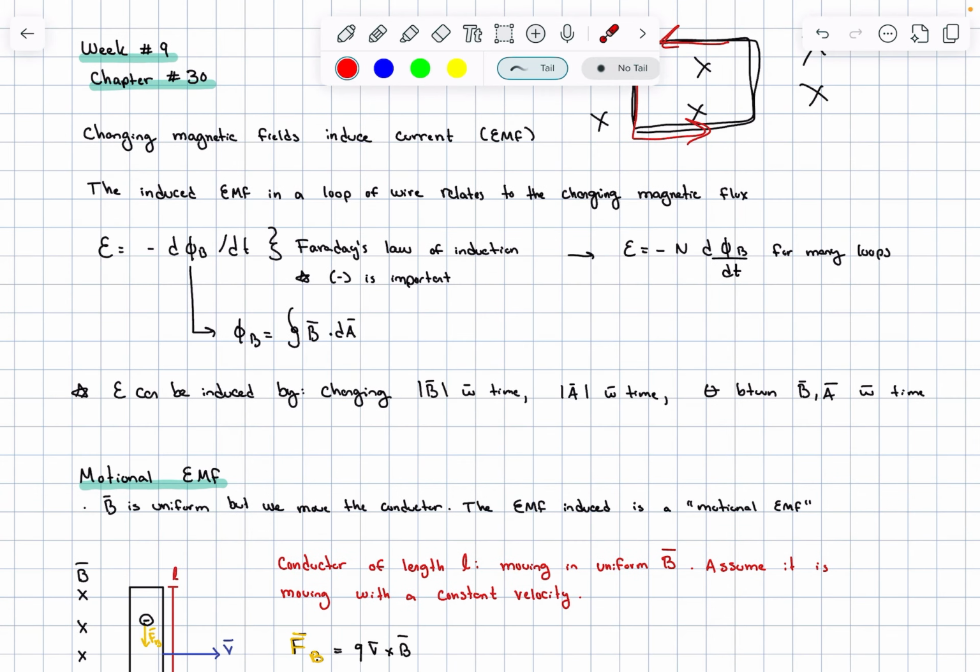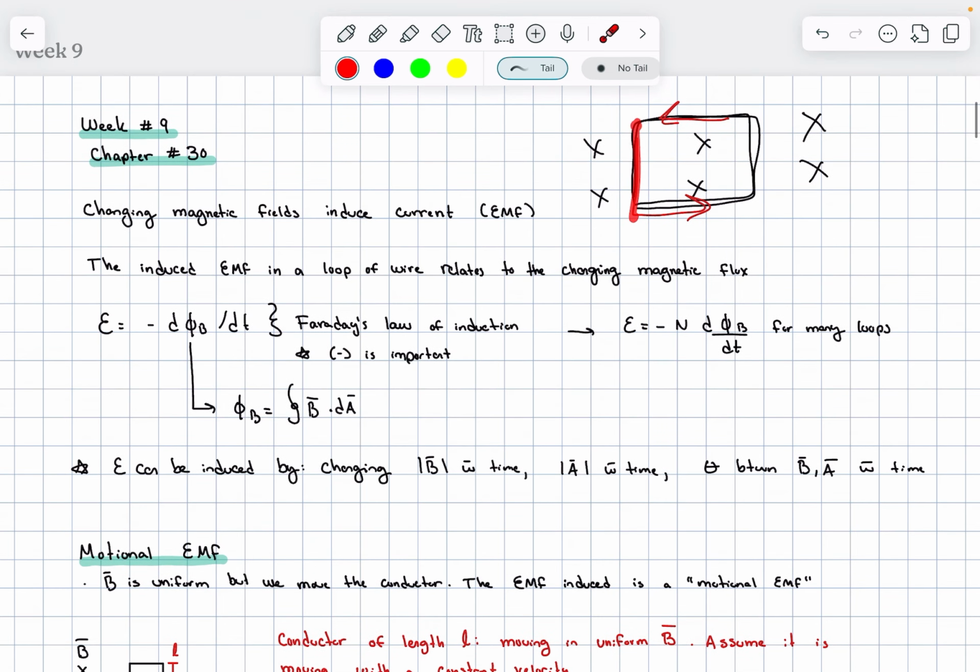So what we see is that we can induce an EMF by changing any of these components with respect to time. For instance, if B, the magnetic field, its magnitude, changes with time, that gives us an EMF. If A, the area of our loop, changes with respect to time, that also induces an EMF. Or if we change the angle between B and A, that is also going to induce an EMF here.